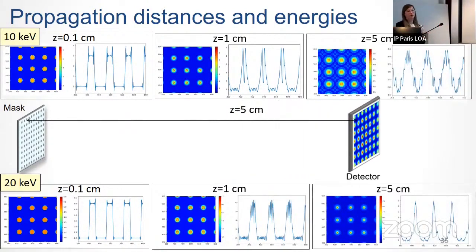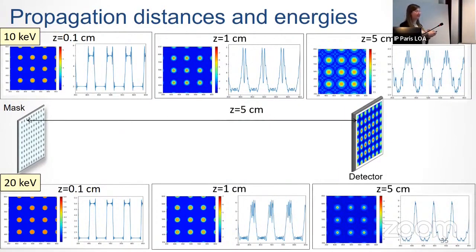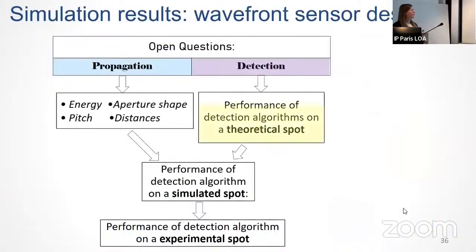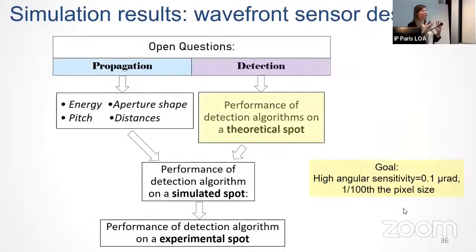Finally, we arrive up to 5 centimeters, where it's clear that for the lower energy we see many oscillations due to the occurrence of crosstalk between holes, while changing the incident energy, at 20 kV, we don't have the same problem. So these kinds of spots will be easier to detect since they are sharper, and it's easier for the detection algorithm. Now we will move to the detection part.